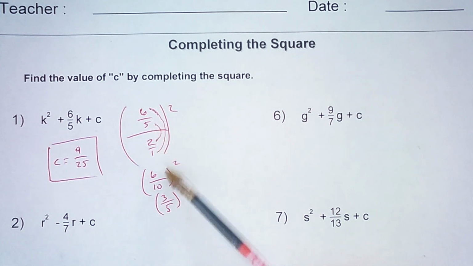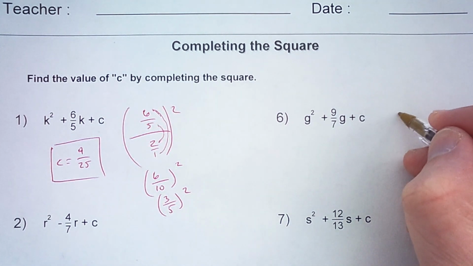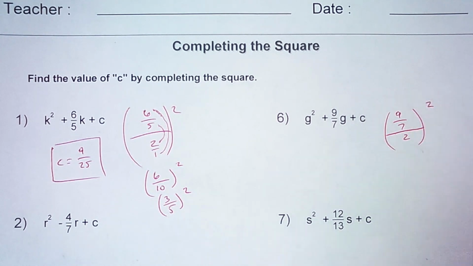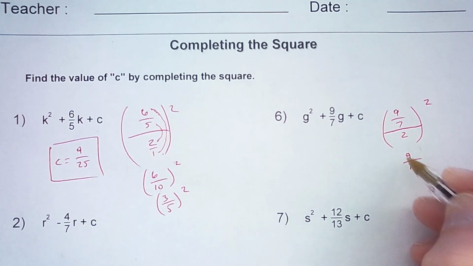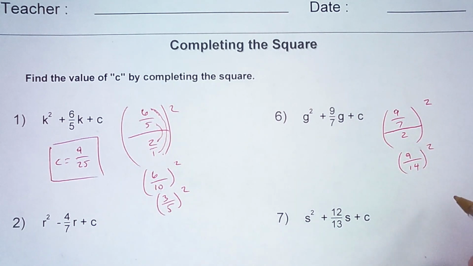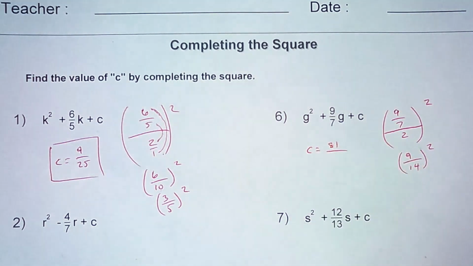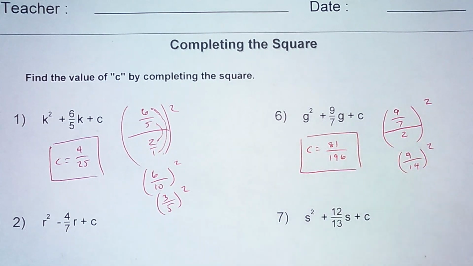Now, what happened here when we divided this fraction by 2? What actually ended up happening is we simply doubled the denominator. So we'll do that going forward. So we have b is 9/7 divided by 2 squared. Now over here, when we divided by 2, we eventually just left the numerator the same but doubled the denominator. So let's do that here. 9/14 squared. Now 9 squared is 81, so c is 81 over, and 14 squared is 196. So there's our value of c.